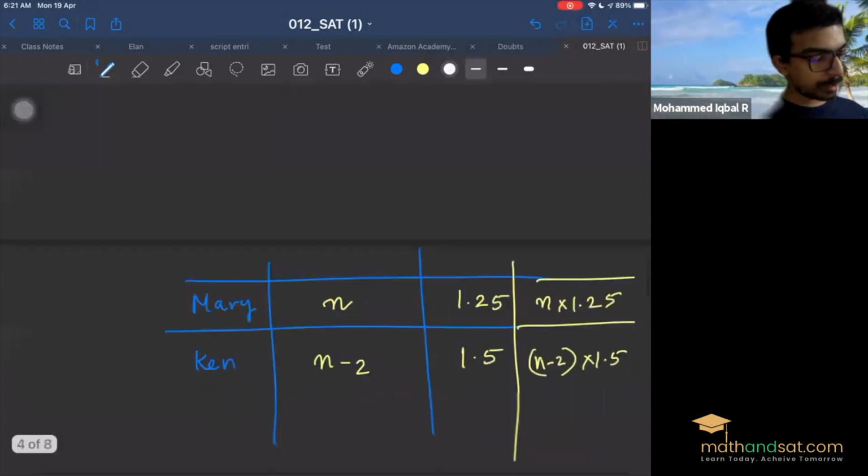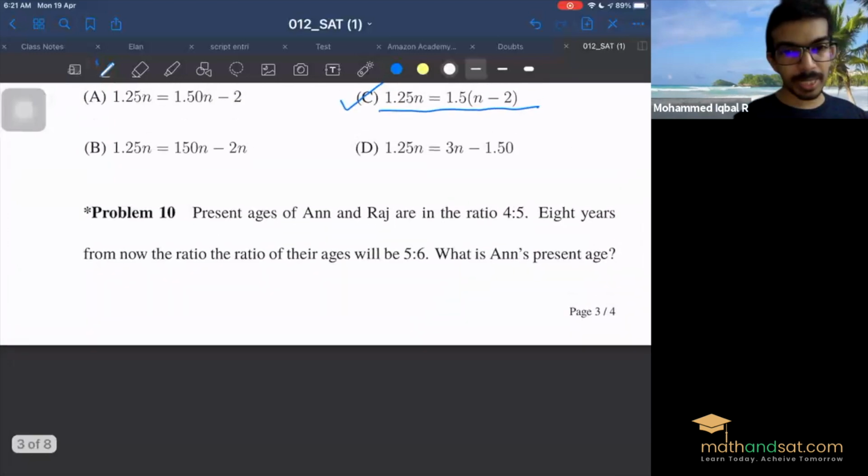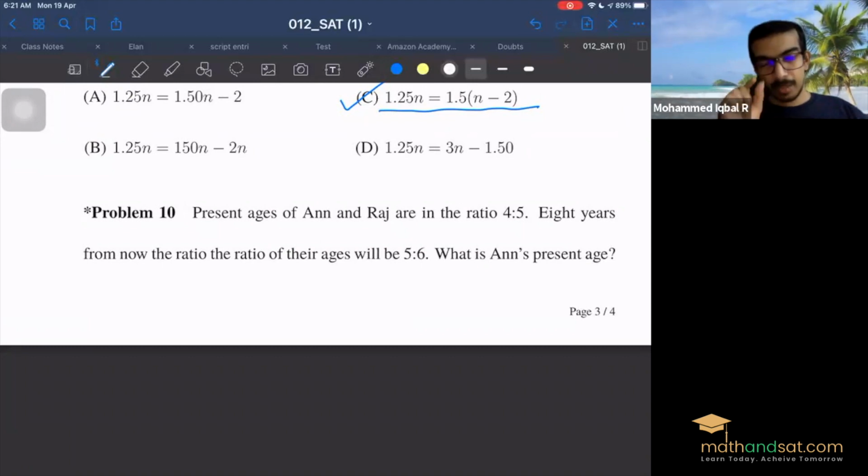Now, when they say the ratio of their ages, oh, you're talking about this particular question, right? Question number 10. No problem. We'll do it now. Say, when they say that the ratio of two numbers is 4:5, what does that mean? It means the numbers can be 4 and 5, or it can be 8 and 10, or it can be 12 and 15. Right?